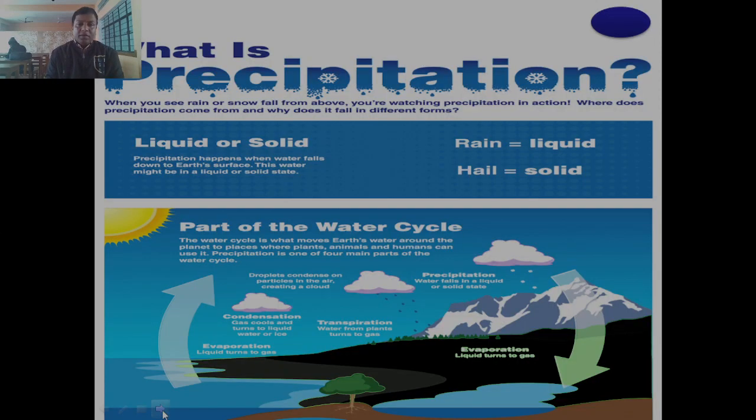In this video lecture, we are going to discuss precipitation. So what is precipitation, dear students? Precipitation is water in liquid or solid form. That means precipitation happens when water falls down to the earth's surface, as rain or as hail. When it is in liquid form it is called rain, when it is in solid form it is called hail.